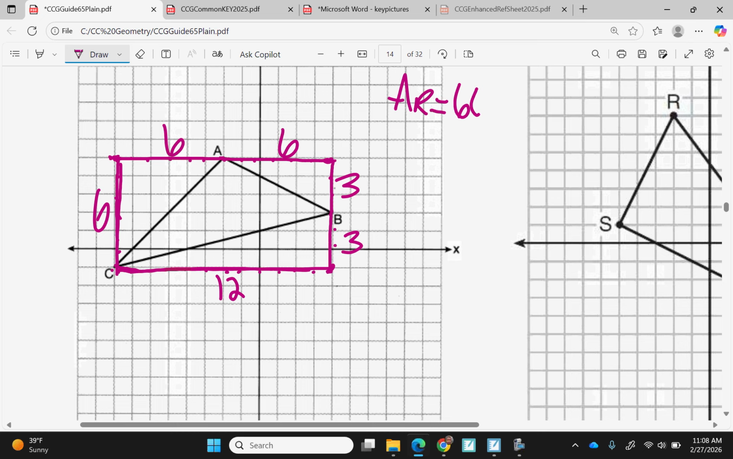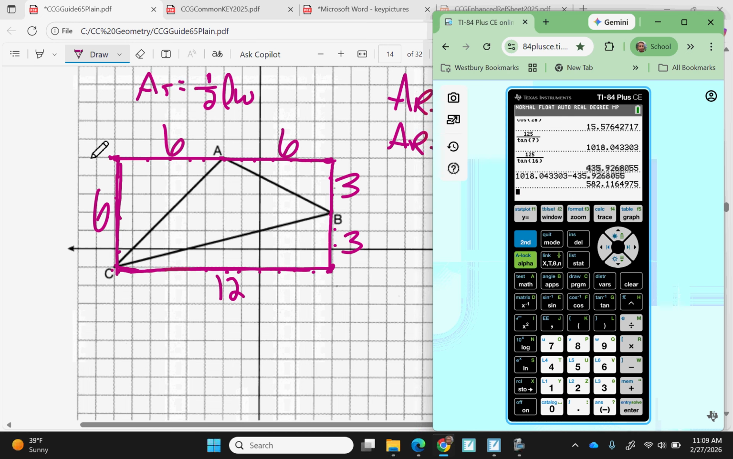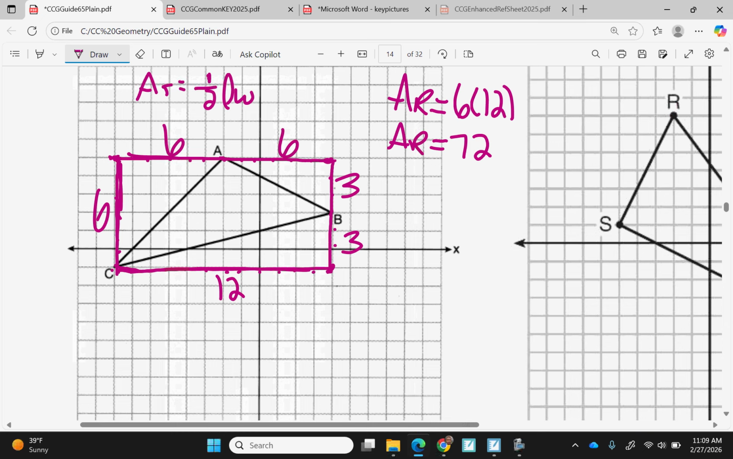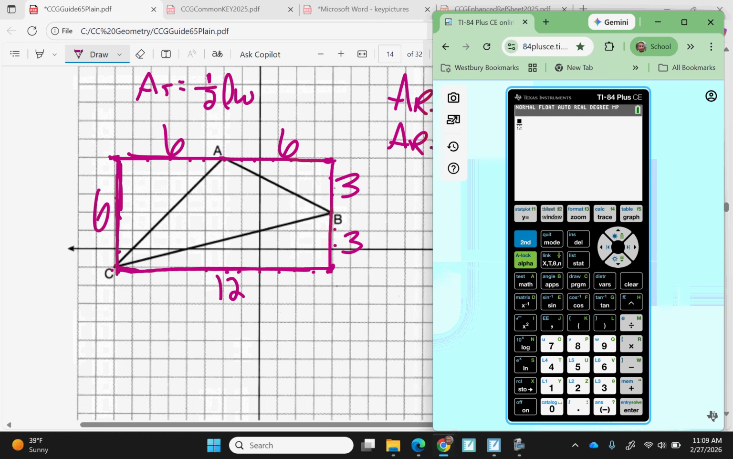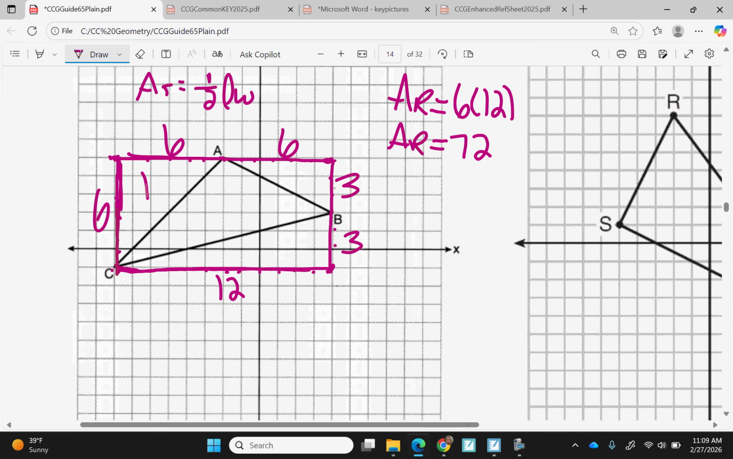Use a calculator if you need to. 6 times 12 is 72. Now I'm going to find the area of each of the triangles. And the triangles are half length times width. Now I'm just going to do this part in the calculator. So this triangle right here, the length and width are 6 and 6. So I'm going to do half 6 times 6 is 18. This one here, it's 6 and 3.